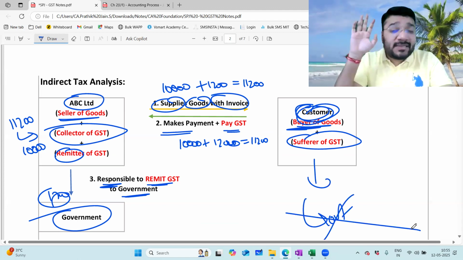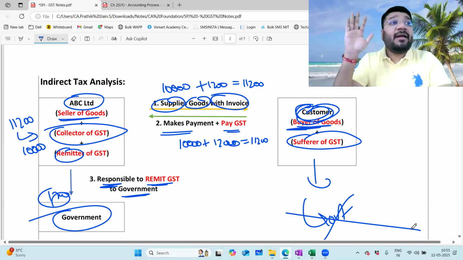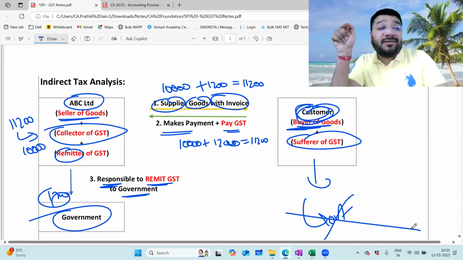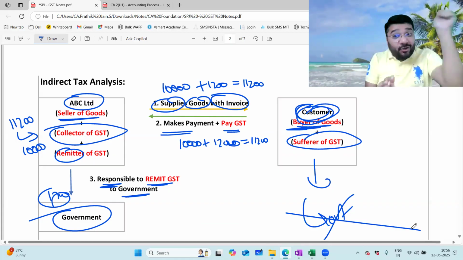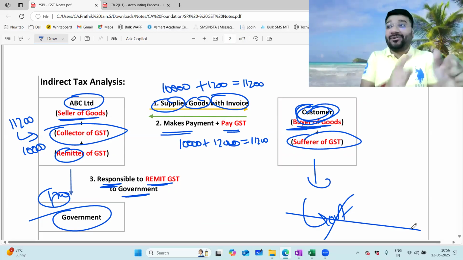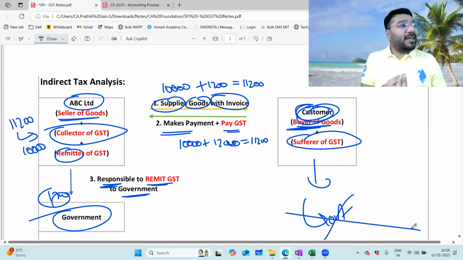Apply your common sense. Step into the shoes of the government and tell me why you did not give the responsibility to the customer to hand over the GST. Why did you catch hold of ABC Limited's neck? Because for ABC Limited, this is unnecessary extra work. Poor fellow, I'm sitting and doing nice business.